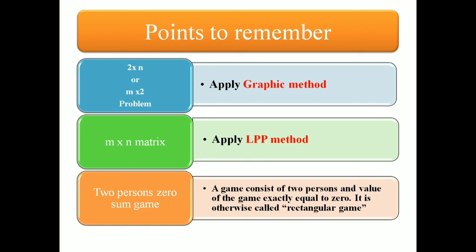And what is a 2-person zero-sum game? A game consists of 2 persons and the sum of the gains and losses is exactly equal to 0. There will be only 2 persons and the value is exactly 0. Then it is called a 2-person zero-sum game. It is otherwise called a rectangular game. These are the important points that you have to remember in the game theory chapter.